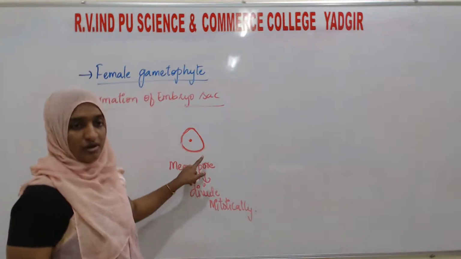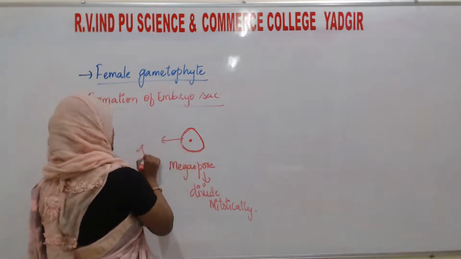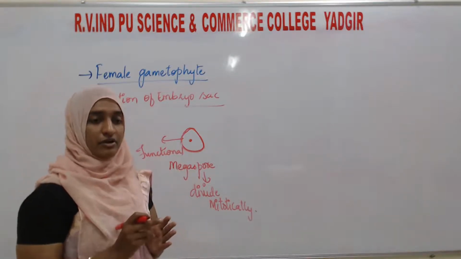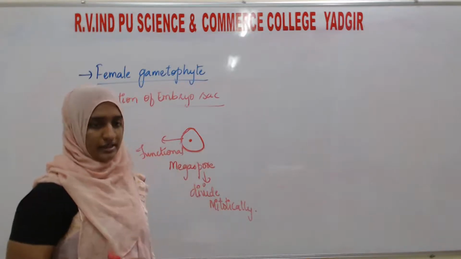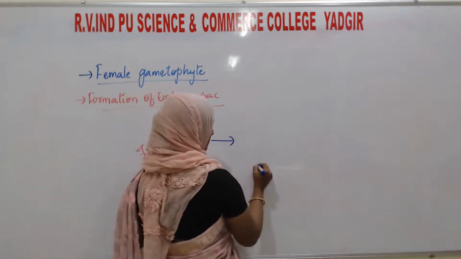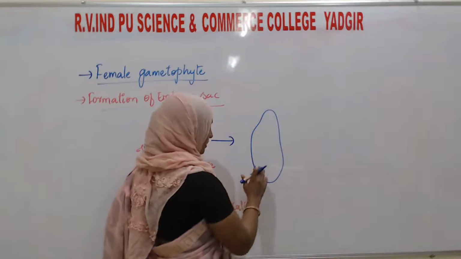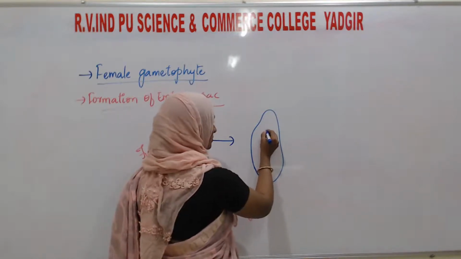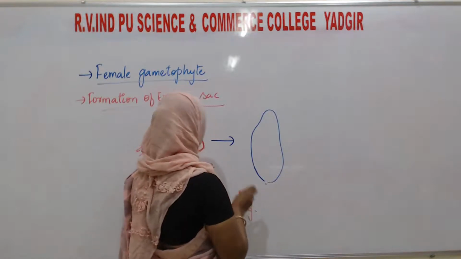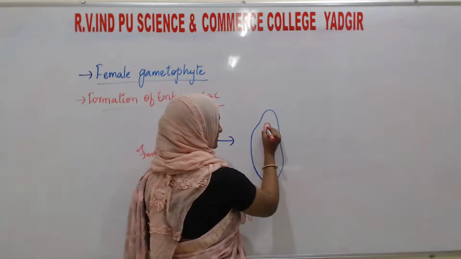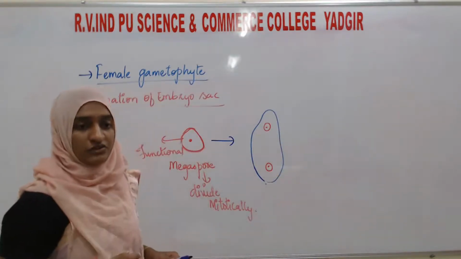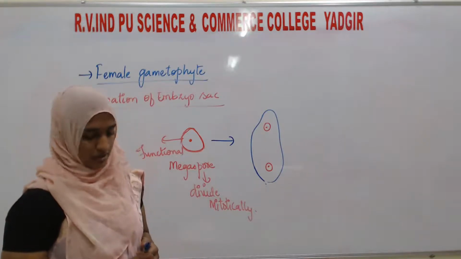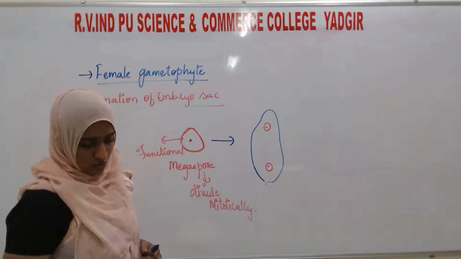How is it going to divide? This one functional megaspore cell will divide mitotically. If it divides mitotically, one cell will give rise to 2 cells. I will show you here. For example, this is the one cell, one structure or embryo sac. Here you see this one cell get divided into 2 cells, and they will move to the opposite poles. This stage we can call the 2 nucleate stage.